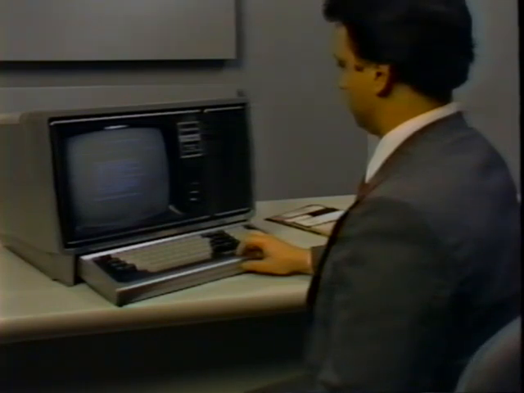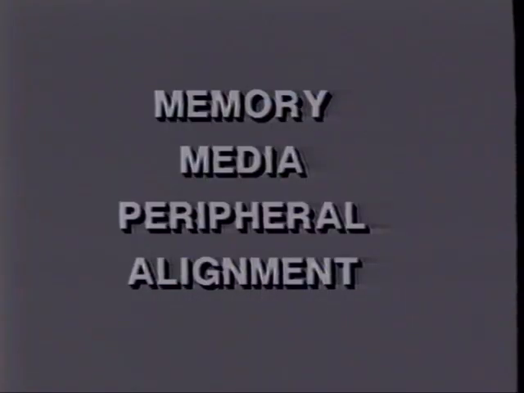Diagnostics serve two basic purposes. They help detect failures and also allow us to exercise system functions. For our purposes, we will divide diagnostics into four basic types: memory tests, media verification, peripheral diagnostics, and alignment programs.